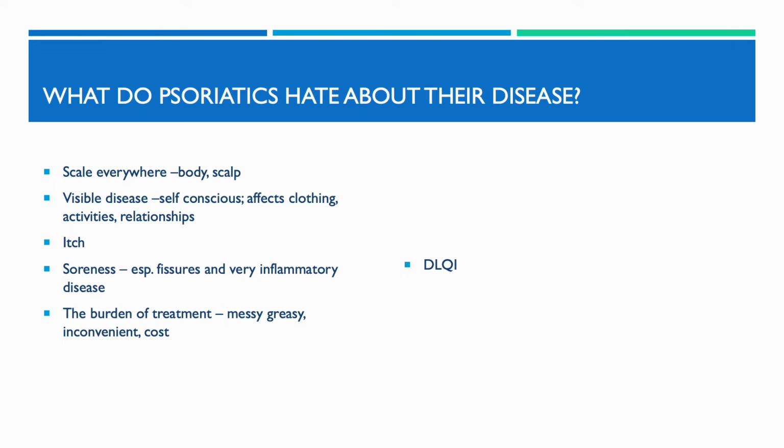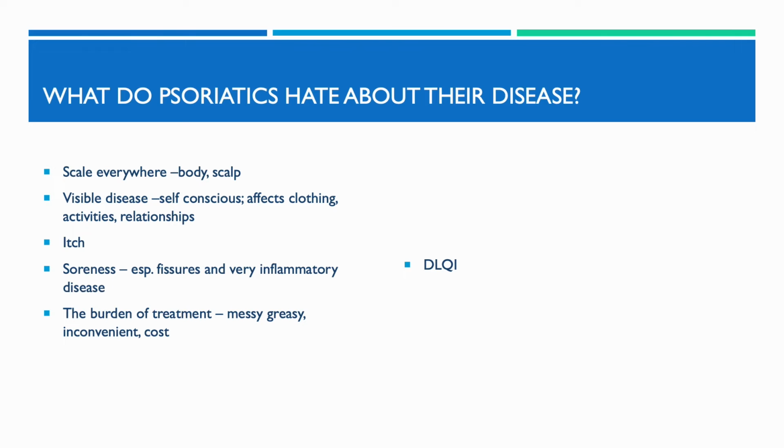So what is it that psoriatics hate about their disease? It's very instructive to look at the results of a survey which we tend to do in everybody with a skin disease called the Dermatology Life Quality Index. And this assesses 10 different parameters of life.